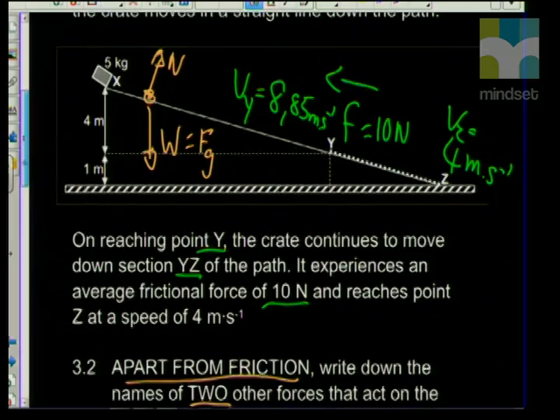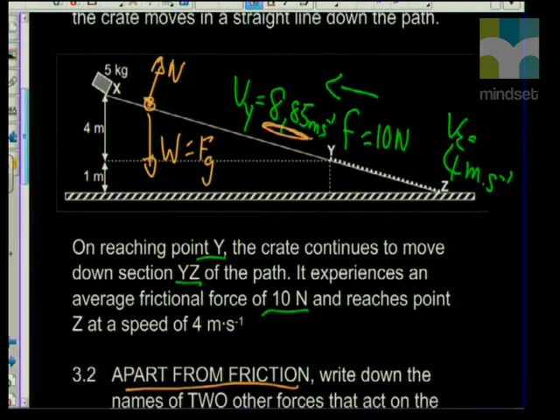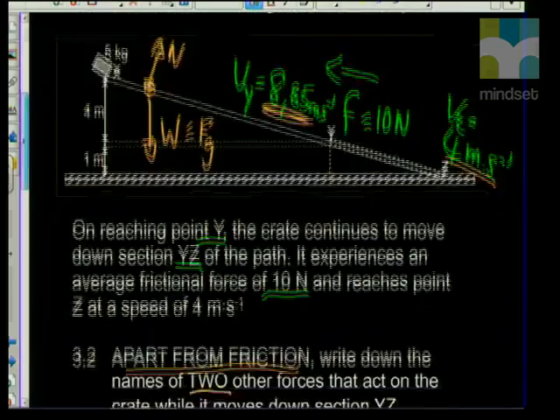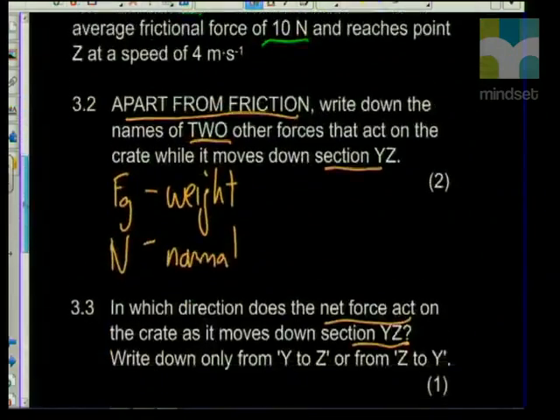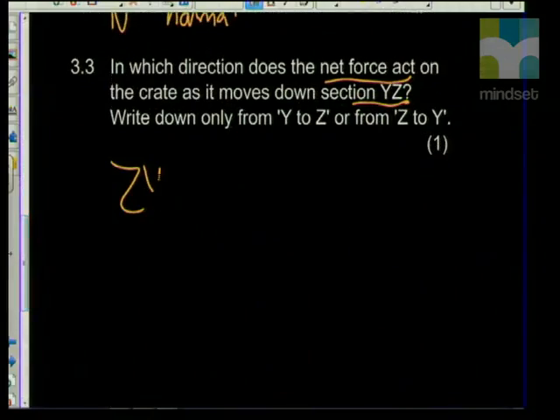Well, clearly it's the net force. Look at the change. It went from a velocity of 8,85 to 4. That means it's slowed down. Because it's slowed down, the net force must be from Z to Y.